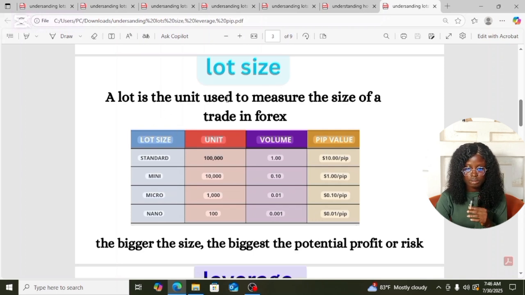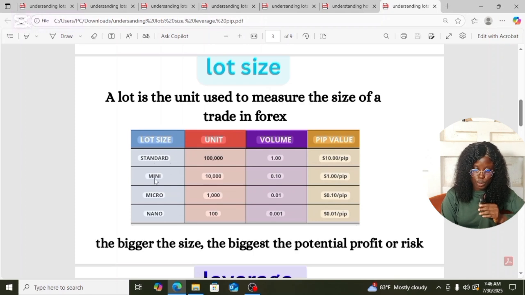So the lot size is the unit used to measure the size of each trade in Forex. When we get into the advanced part of this course, when we start taking trades, demo trading, and risk management, you will understand what I'm trying to say very well, but I'm going to explain it in this video as well. In forex trading we have different types of lot size: the standard lot, the mini lot, the micro lot, and the nano lot. We don't usually use the nano lot because most brokers don't offer it; only a few do.